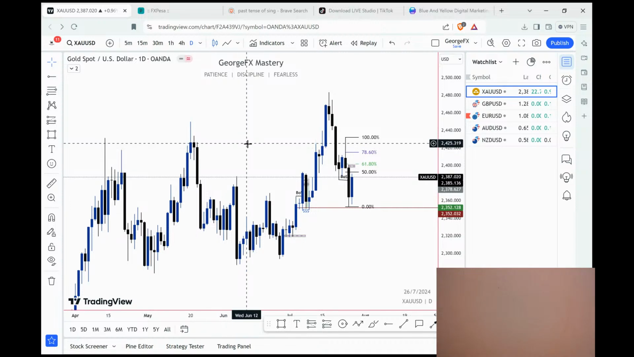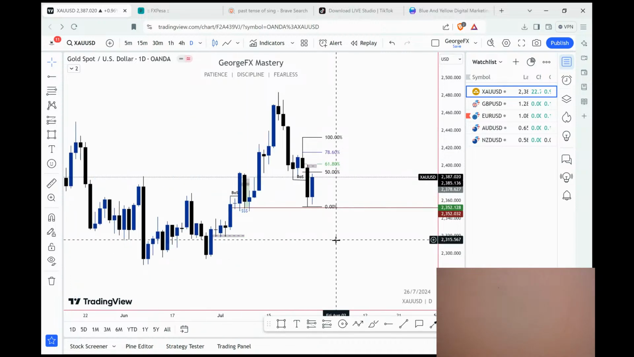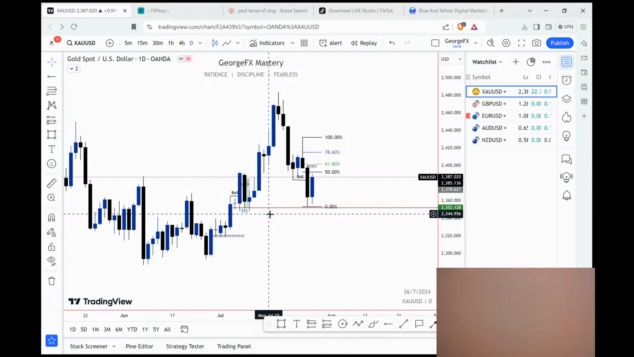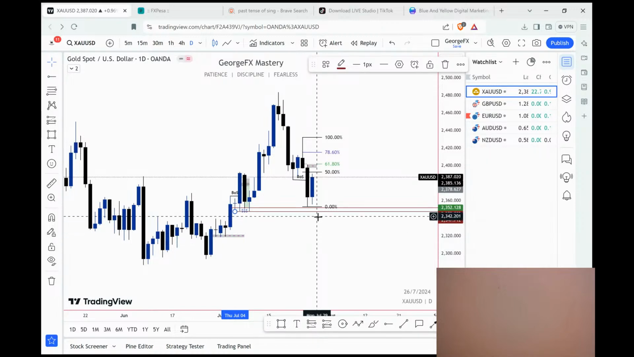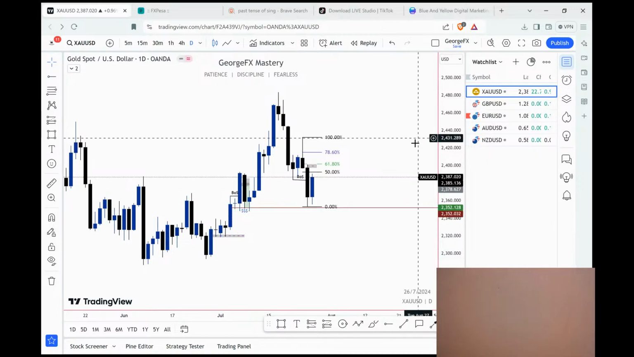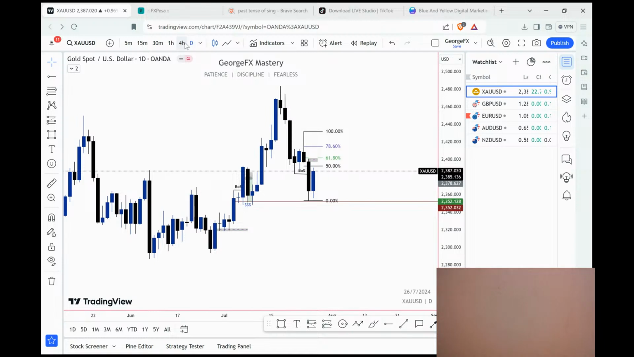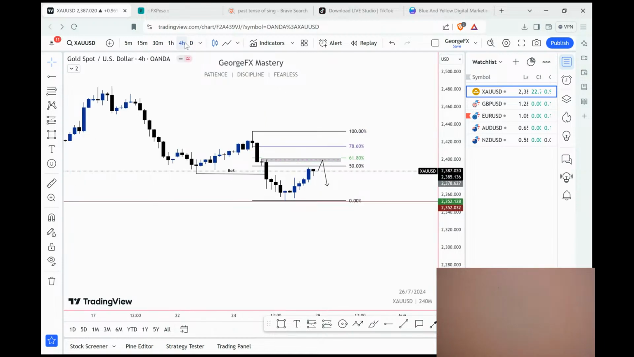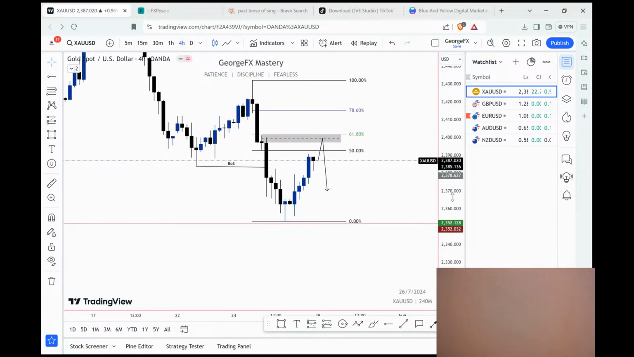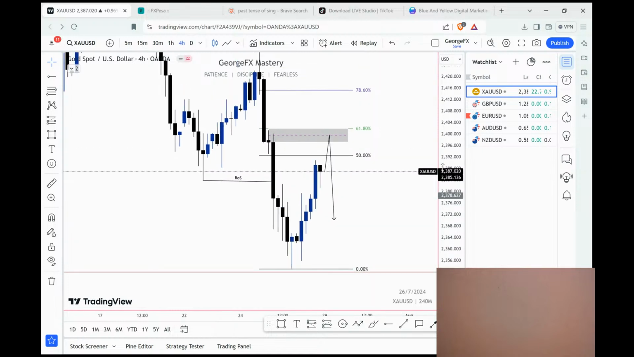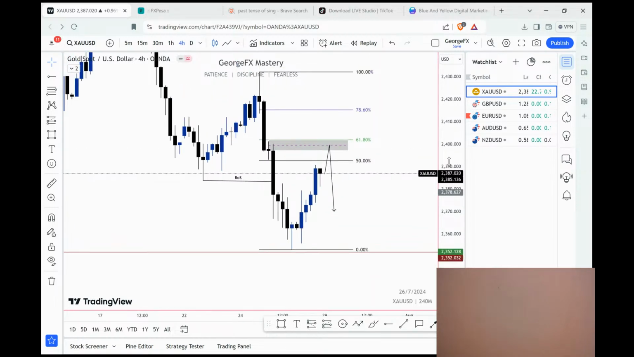So for now I don't know where gold is heading, but in the event that we trade and close below 2352, then from there I'll be looking for sell setups. But for now, it's very dangerous, and maybe you should only be looking for buy setups. If you look at the 4-hour time frame, this is where I was looking. I might not necessarily trade this, but it's okay that you look at it.